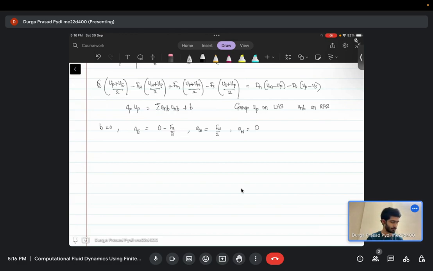So I have a Dn on the RHS, and then from the LHS we have a minus Fn by 2. And A south, on the RHS I have a D south term, and then from the LHS I will be having one more term, Fs by 2. And then if we collect the terms for AP, so we have a Dn plus Ds coming from the RHS, and on the LHS we have plus Fe by 2, minus Fw by 2.